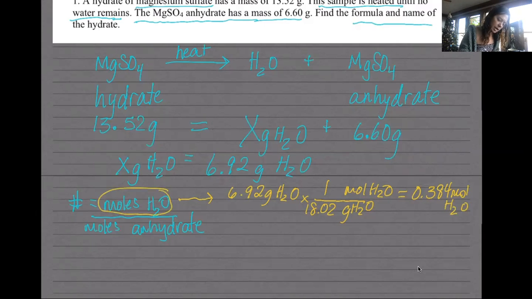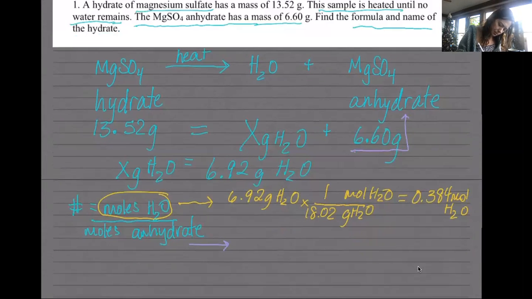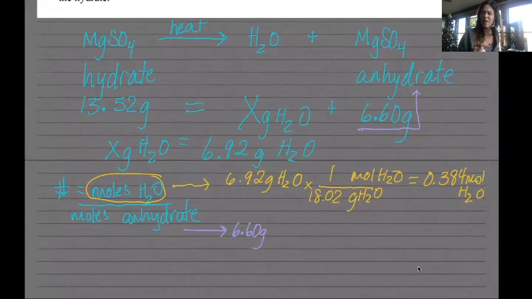Okay, but I need to get the number on the bottom. I need to get my moles of anhydrate. Well, look right here. I've got 6.6 grams of the anhydrate. And what is the anhydrate? Oh yeah, it's magnesium sulfate. So I have this many grams of magnesium sulfate. I need to convert the grams of MgSO4 to moles of MgSO4.